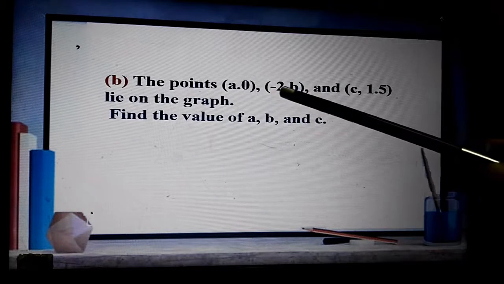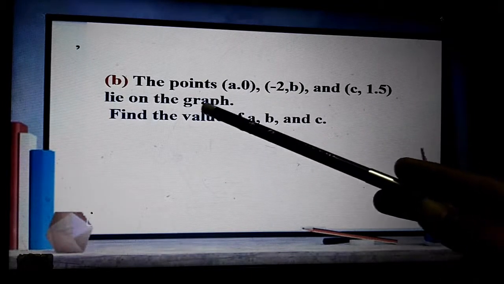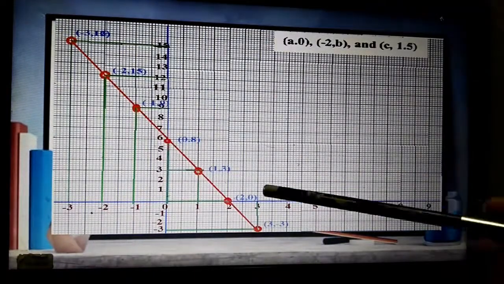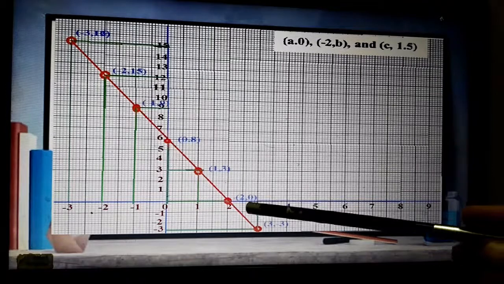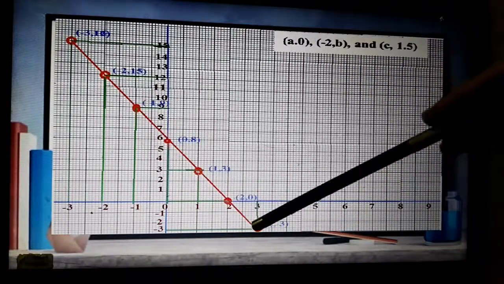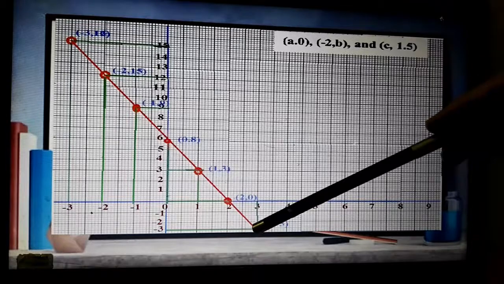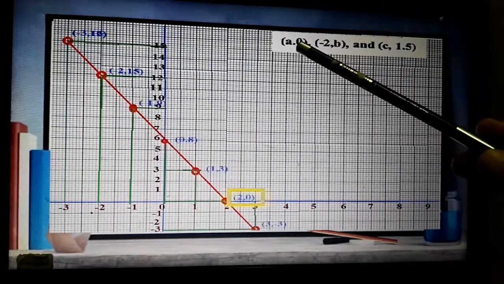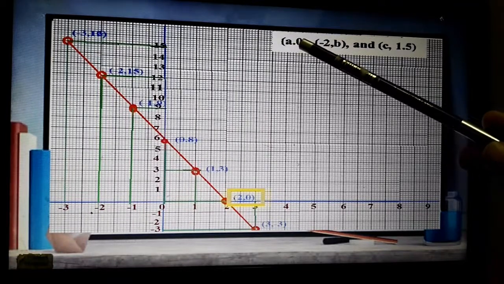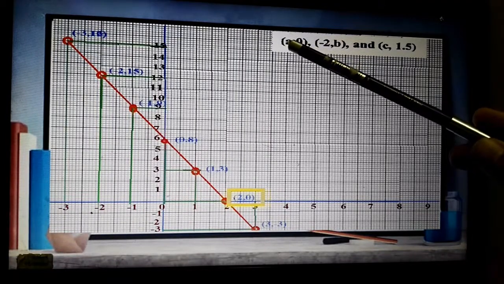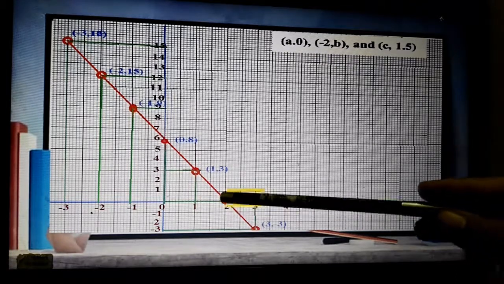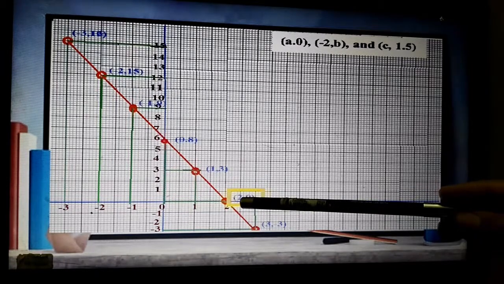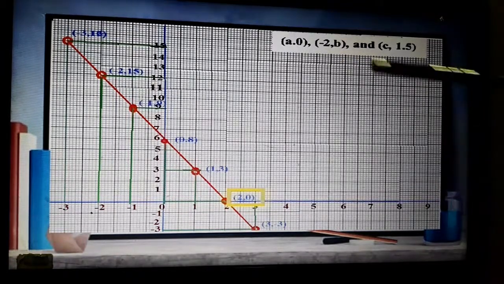The points (a, 0), (minus 2, b) and (c, 1.5) lie on the graph. Find the value of a, b and c. It is quite easy. This is your graph and these points lie on this straight line because this is our graph. This is the Cartesian plane and this line is the graph. So first, for this point, when y is equal to 0, what should x be? We can easily see that on this straight line, when y is equal to 0, then x is equal to 2. So a is equal to 2.